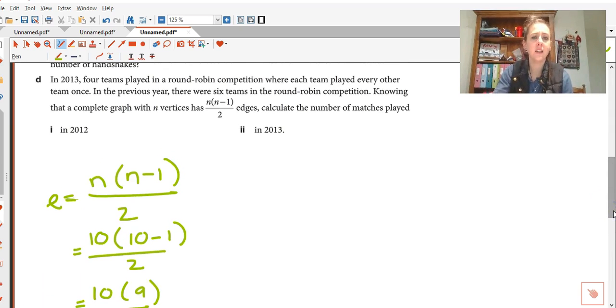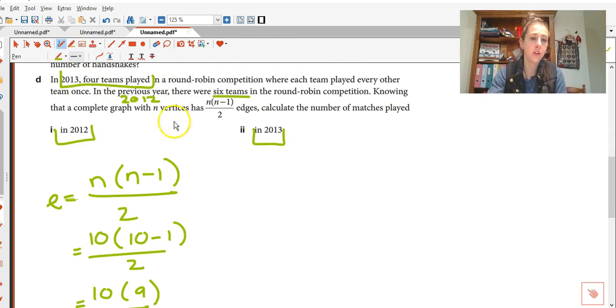In 2013, 4 teams played a round robin competition where each team played every other team once. So again, a complete graph. There were 6 teams in the round robin competition in the year previous, so 2012. Okay, so first up, information. So then it wants us to calculate the number of matches played in 2012 and 2013. So really read that question and make sure you know what you're on about.